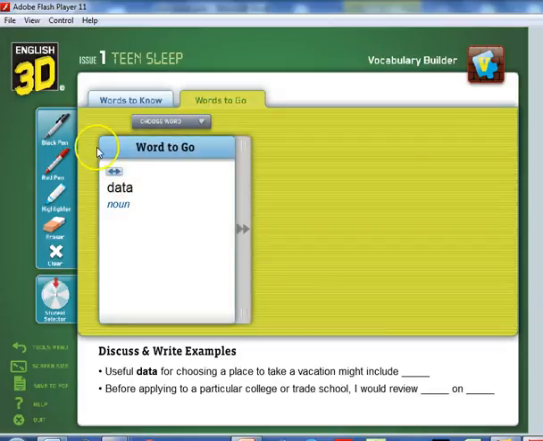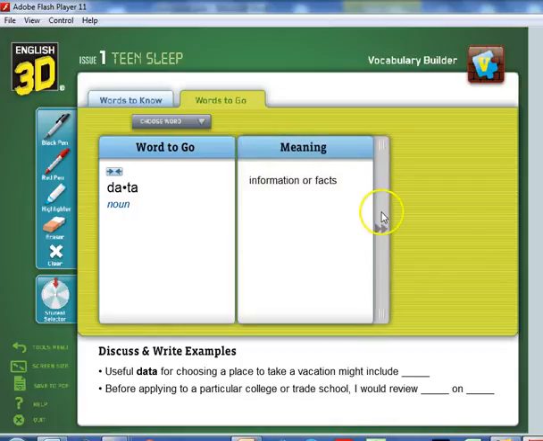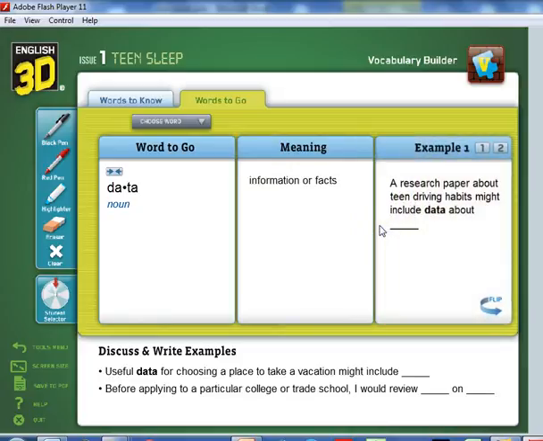Data. You also hear it said data. Data is a noun. Information or facts is what data is. A research paper about teen driving habits might include data about texting while driving or drinking-related accidents. Read it with me. A research paper about teen driving habits might include data about drinking-related accidents.